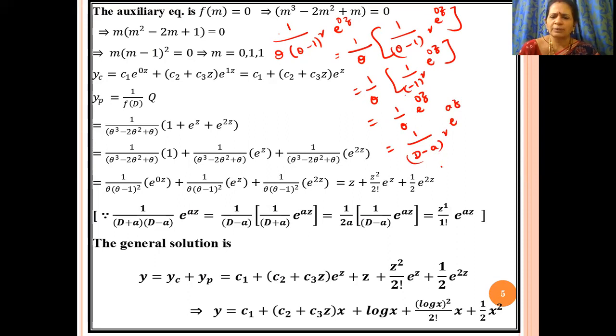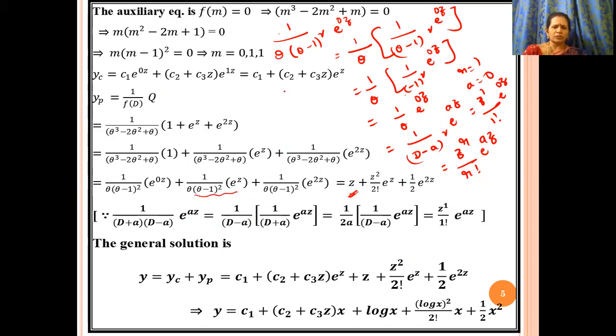If this is the formula, what is the formula for it? z to the power of r by r factorial into e power az. Here r is equal to 1, and a is equal to 0. Theta minus, here it is 0 only. A is equal to 0, r is equal to 1. If you substitute in this, what do you get? z to the power of 1 by r factorial, that is 1 factorial, e power 0z. Okay, so that is the first formula. So finally, what will we get? Z. So finally z.